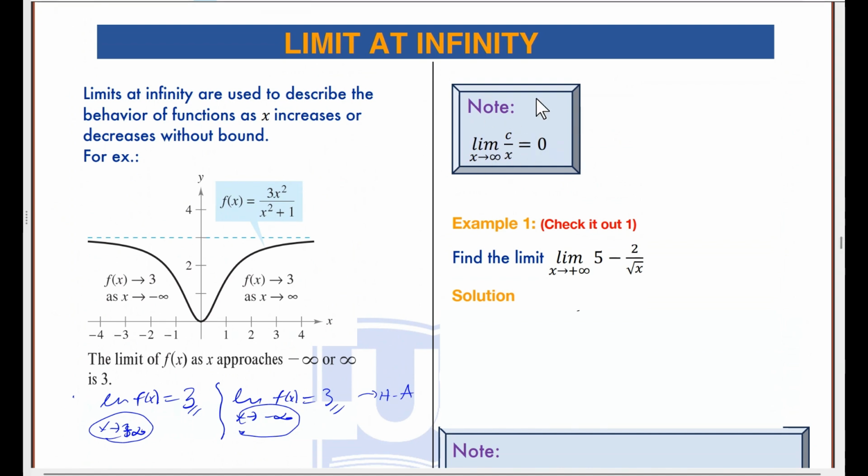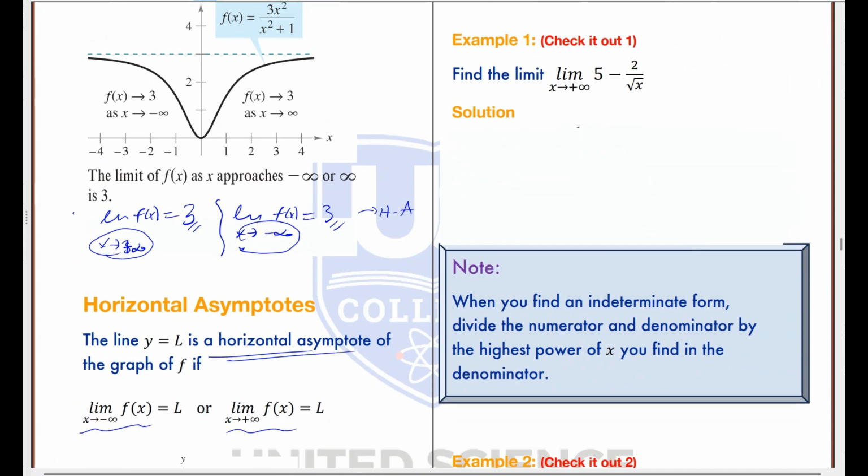Okay, let's remember this note. We studied this before. A non-zero number over infinity is 0, right? Number over infinity will give us 0. Check it out. Number 1: find the limit at infinity. All we have to do, whenever there is a limit, is direct substitution. So it's going to be 5 minus 2 over square root of infinity. Here I have number over infinity, which is 0. 5 minus 0 is 5. So this is the answer.